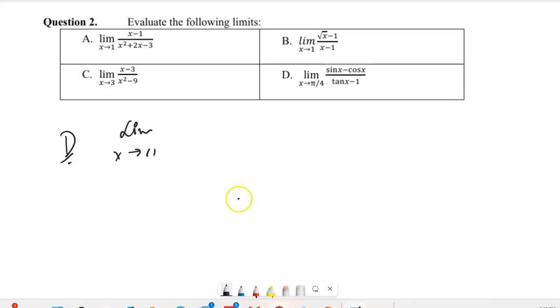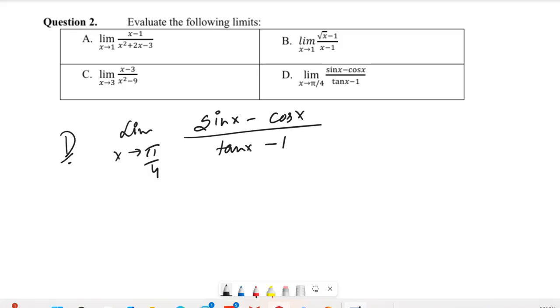Limit x approaches pi over 4 of (sine x minus cosine x) divided by (tangent x minus 1). If I try to plug in pi by 4, the numerator is sine pi by 4 minus cosine pi by 4. Both are the same, so that would be 0. Tangent pi by 4 is 1, minus 1, that will be 0. It will become 0 by 0, which is not a defined number, so we can't do that. So I'm going to try to simplify this trig fraction by using some identities.